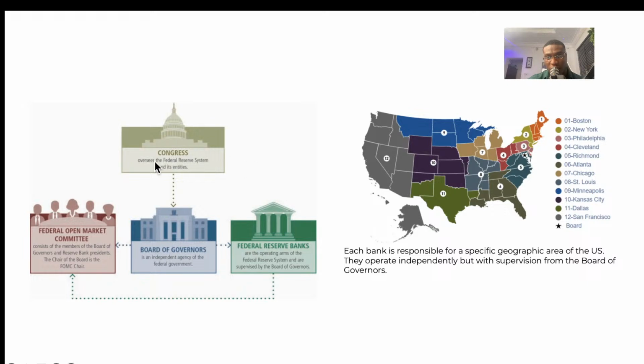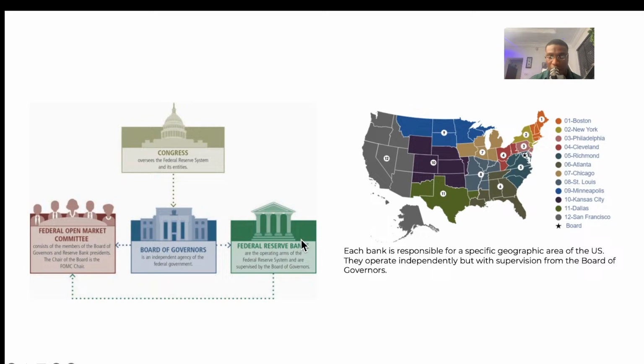So again, we have the Congress, which oversees the Federal Reserve System and its entities. Then we have the Board of Governors, which also make up the FOMC, the Federal Open Market Committee, and are also governed and supervised by, and also supervise the Federal Reserve banks as well. Okay, so you can see how it's connected. This is connected to the Board of Governors. This is also connected to the Board of Governors. The Board of Governors supervise the Federal Reserve banks.